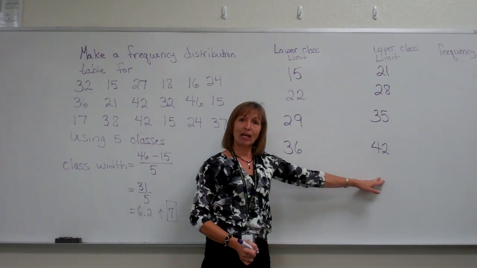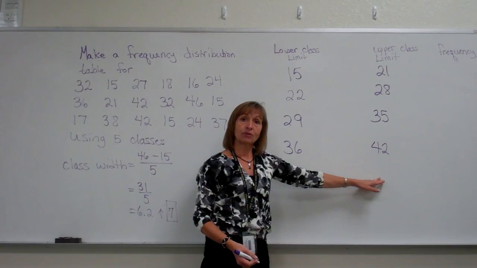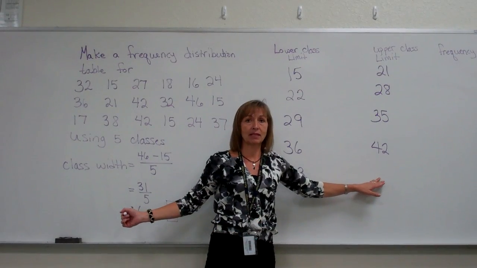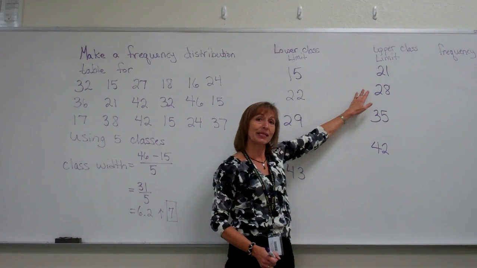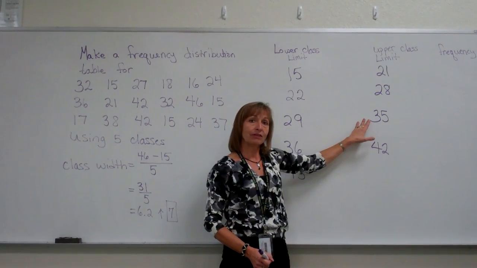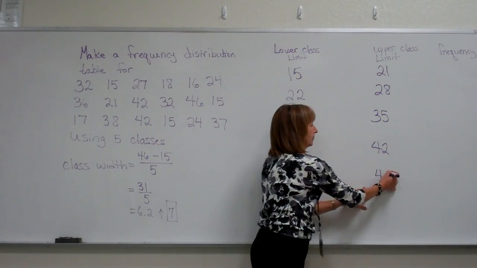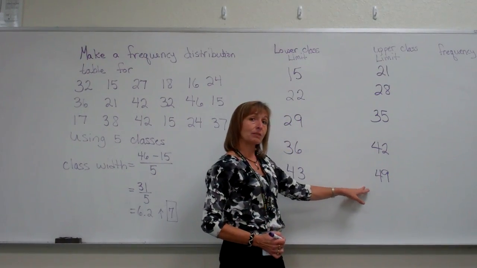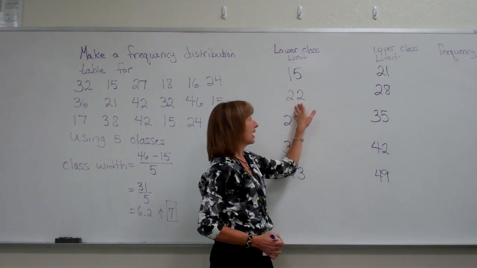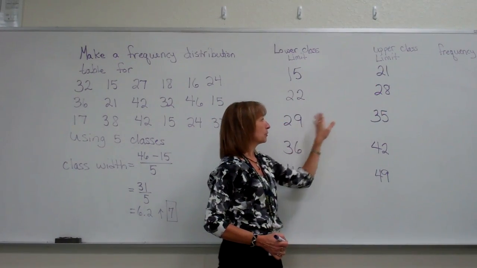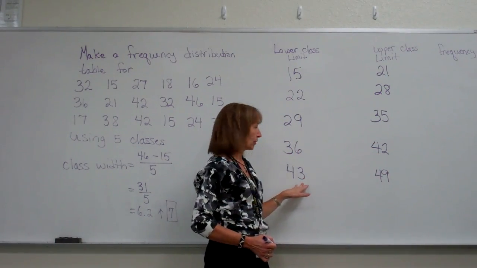And when we're looking at finding the upper class limit of the fifth class for this example, our upper class limits are also the same class width away. So if you'll notice, 21 plus 7 is 28, 28 plus 7 is 35, 35 plus 7 is 42, and 42 plus 7 is 49. So these are our spans of numbers for each of our classes. The first class spans from 15 to 21, the second class from 22 to 28, the third class from 29 to 35, the fourth class from 36 to 42, and then the last class from 43 to 49.